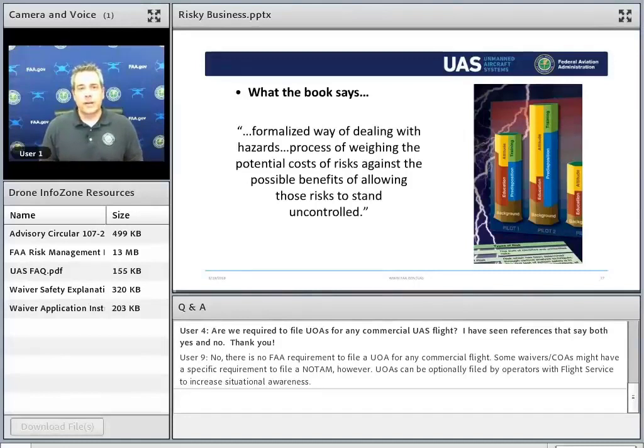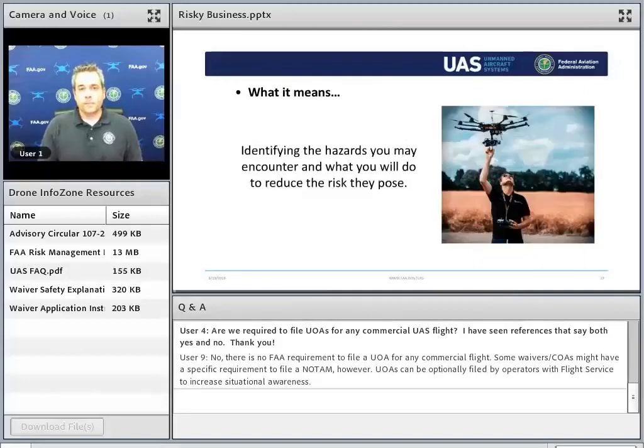So if you look on your screen right now in the bottom left-hand corner, you should be able to see the download link. And one of the download links is the FAA Risk Management Handbook. But if you don't have it there, I'm going to show you where you can get it afterwards, when the presentation wraps up. Here's what the book says when we're talking about risk management. That it's a formalized way of dealing with hazards. It's the process of weighing the potential costs of risks against the benefit of allowing those risks to stand uncontrolled.